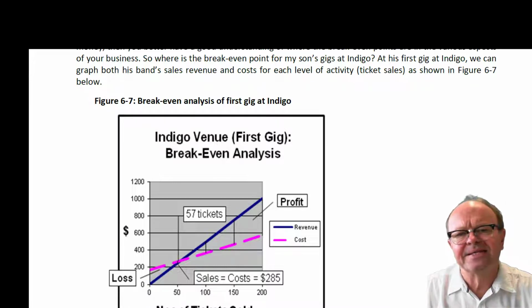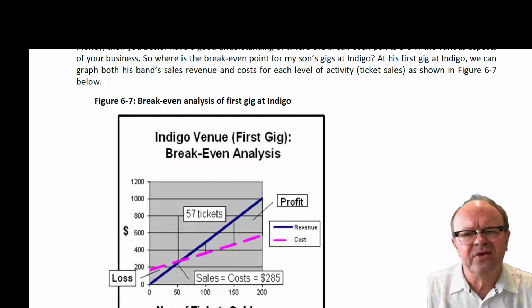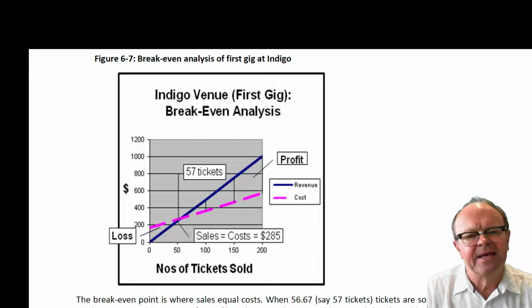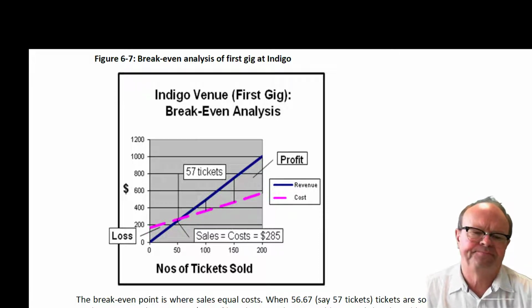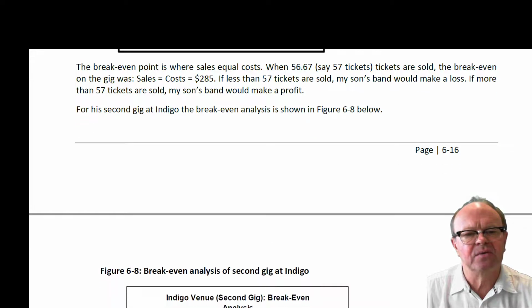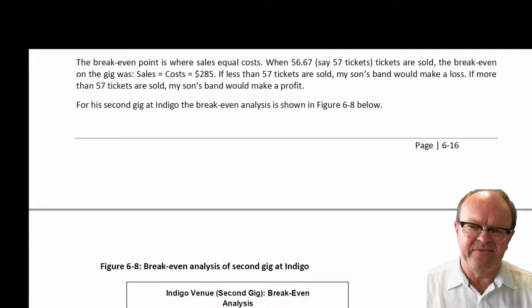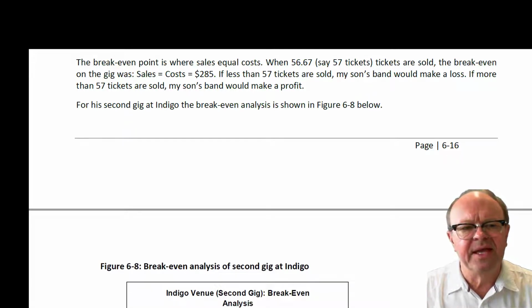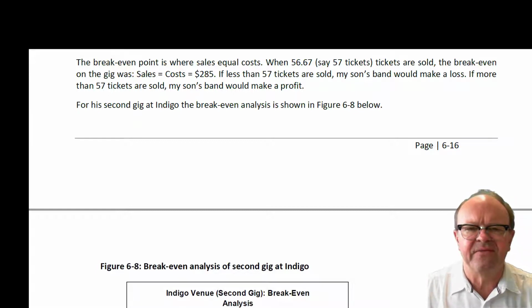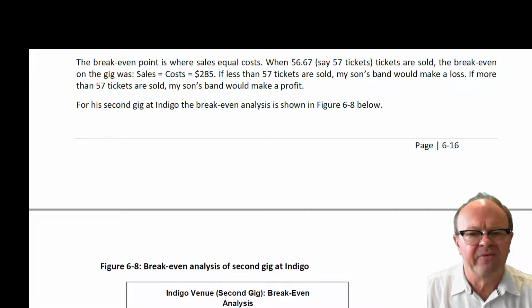So where is the break-even point for my son's gigs at Indigo? At his first gig at Indigo, we can graph both his band's sales revenue and costs for each level of activity, ticket sales, as shown in figure 6.7 below. Figure 6.7, break-even analysis of first gig at Indigo. The break-even point is where sales equals costs. When 56.67, say 57 tickets, are sold, the break-even on the gig was sales equals costs equals $285. If less than 57 tickets are sold, my son's band would make a loss. If more than 57 tickets are sold, my son's band would make a profit.